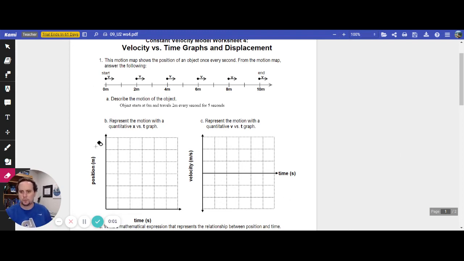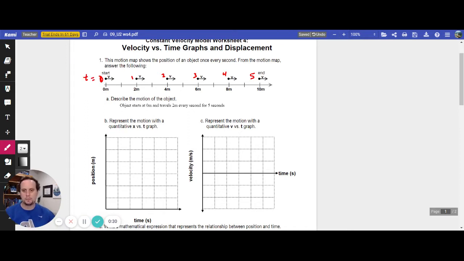All right, welcome back. We're going to do the velocity versus time graphs and displacement. First, you have shown here a motion map, and I want to point out some things in it. First, the times: we start with 0, 1, 2, 3, 4, 5. That's going to be useful for us going forward. We have times up top, and then we have the positions down at the bottom.